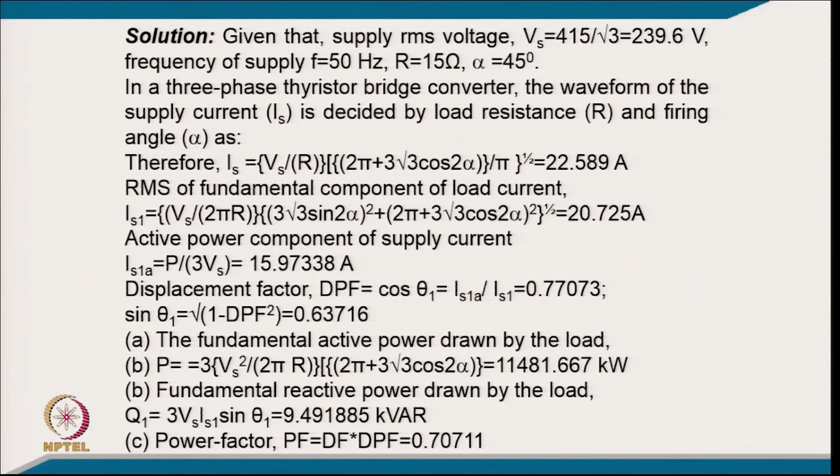The displacement factor will be cos theta 1, that is IS1 active upon IS, 0.77073, and sin theta will be the square root of 1 minus dPF square, so that is 0.63716. The fundamental active power drawn by the load will be P.